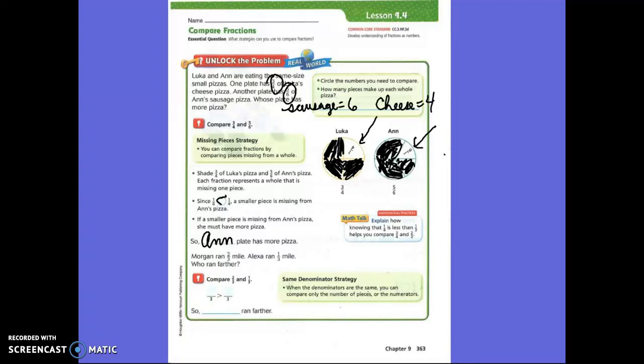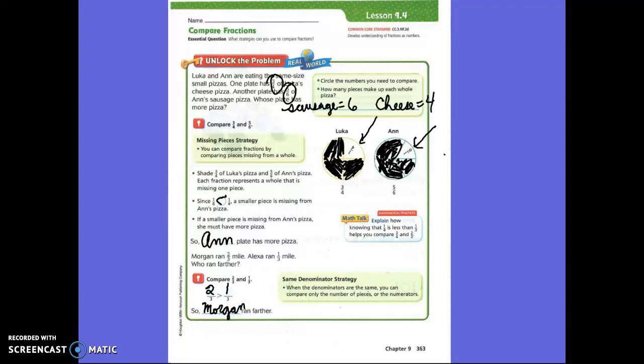They have the denominators for you. You have to put in the numerators. So, which one is greater? Wyatt? 2/3. 2/3 is greater than 1/3. You guys agree? Yes. Okay, so who ran farther, Morgan or Alexa? Morgan.